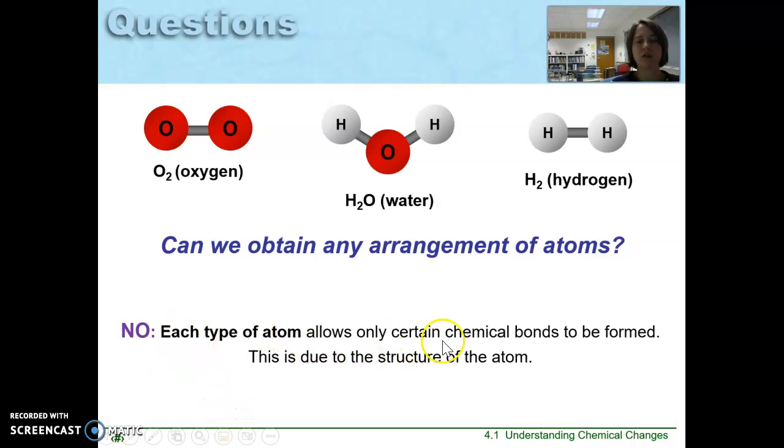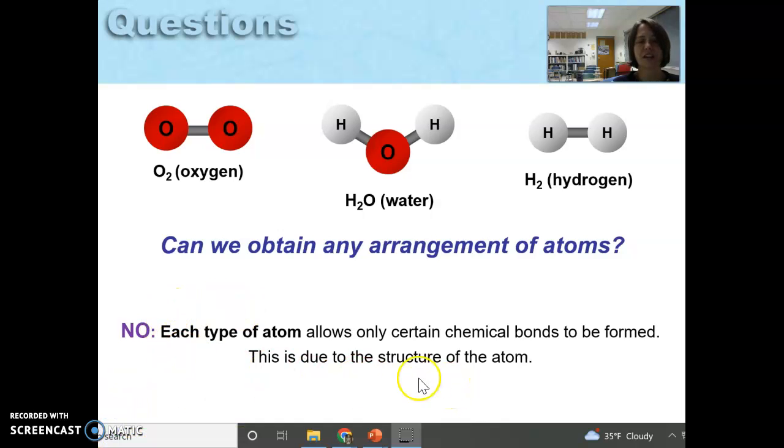Each type of atom allows only certain chemical bonds to be formed. This is due to the structure of the atom. So please write this down.